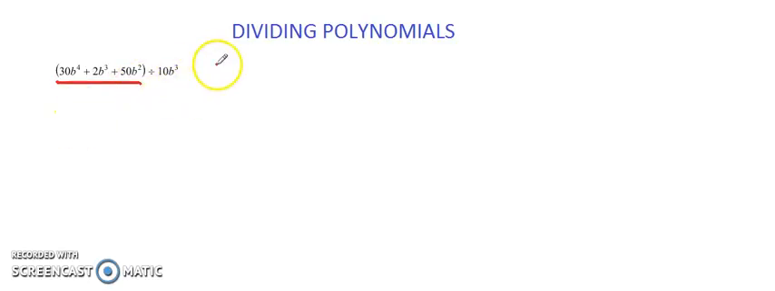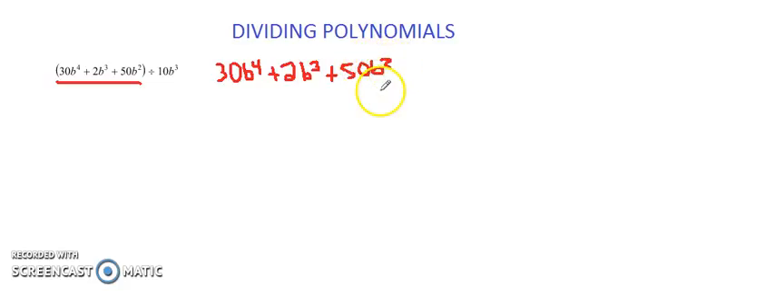So I'm going to rewrite that exactly the way it is now as 30b to the fourth plus 2b to the third plus 50b squared. Okay, now that I have the first thing done there, I've rewritten my trinomial expression.